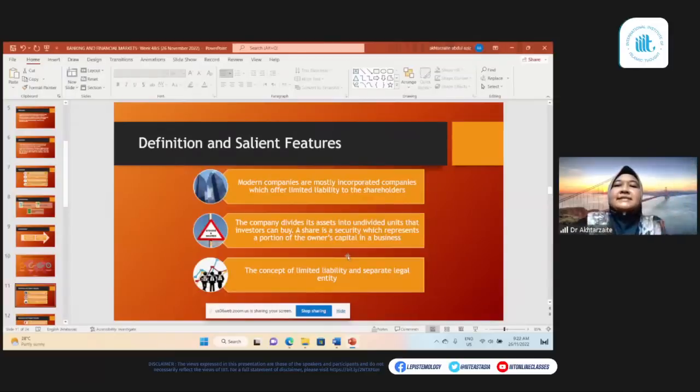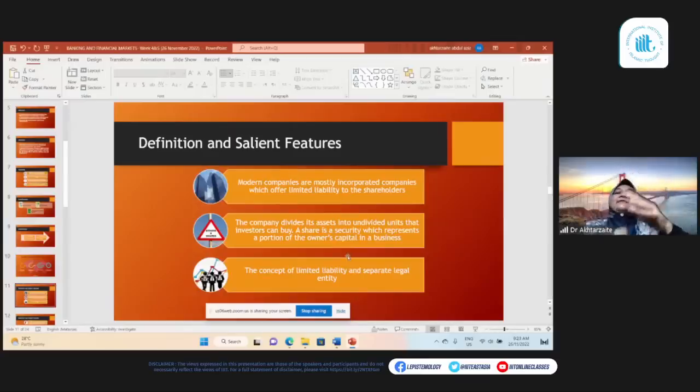The company divides its assets into undivided units that investors can buy. As I said before, at the beginning, they will issue first, depending on the regulations in certain countries, what we call the IPO, initial public offering. We offer to the public: I'm opening this company, you want to join me in this company in order to generate capital, then we will share the profit. That is for easy understanding.